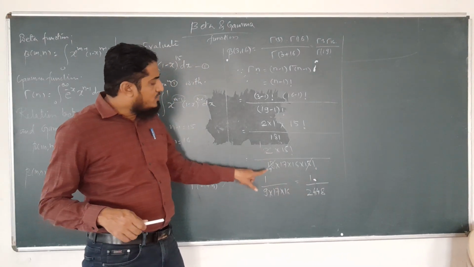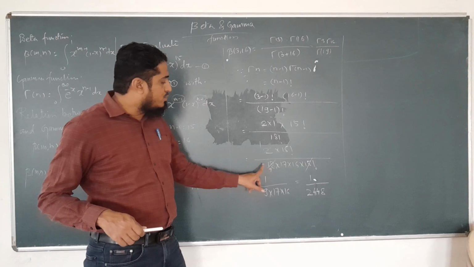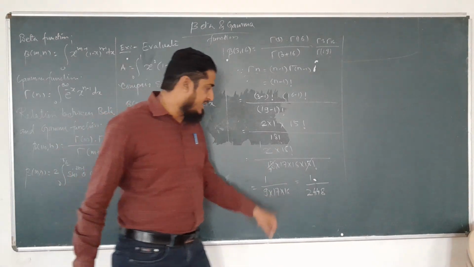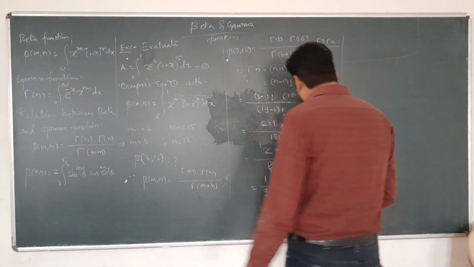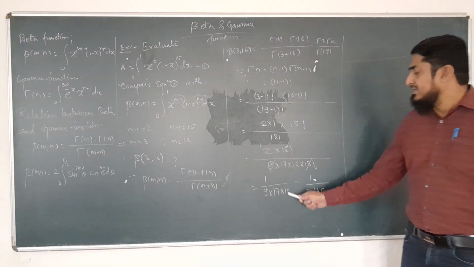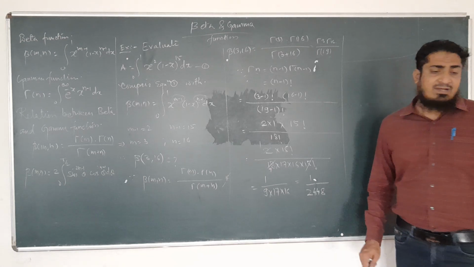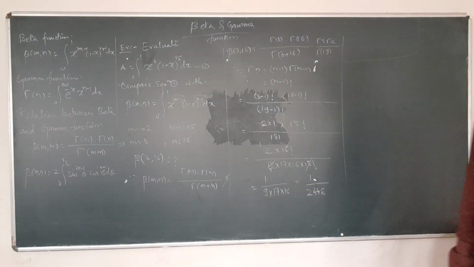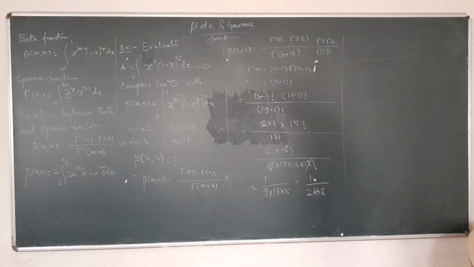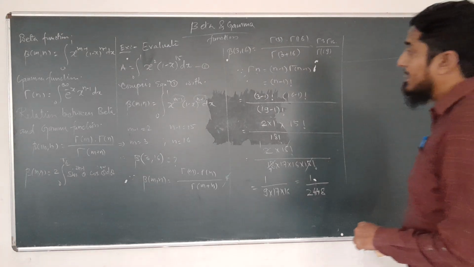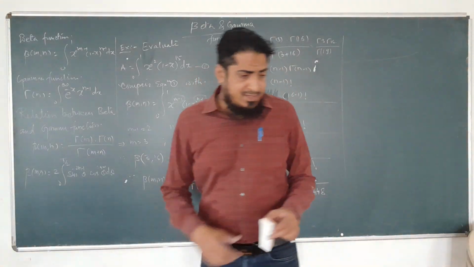2 on the 2, 2 nines are 18. We get 1 upon 9 into 17 into 16. And the result of this calculation is 1 upon 2448. So it is the final answer, or the final calculation of this example. Now we will see another example.